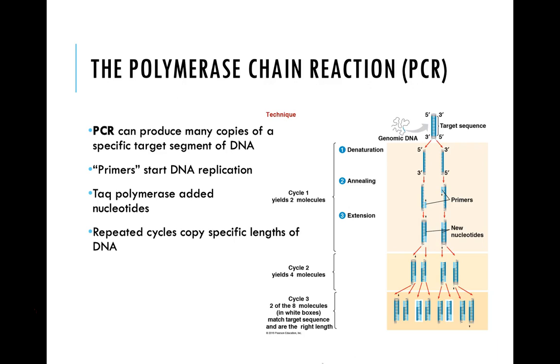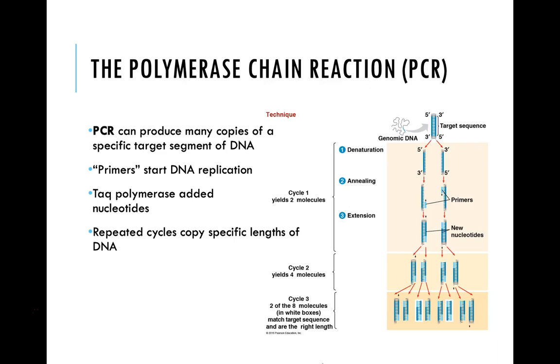So let's say that you want to take a gene out of one organism and put it into a bacterial plasmid. You want to make a piece of recombinant DNA. You likely have a lot of plasmids because you've grown a lot of E. coli, and they contain a lot of plasmids. And so you're going to need a lot of copies of that gene that you want.